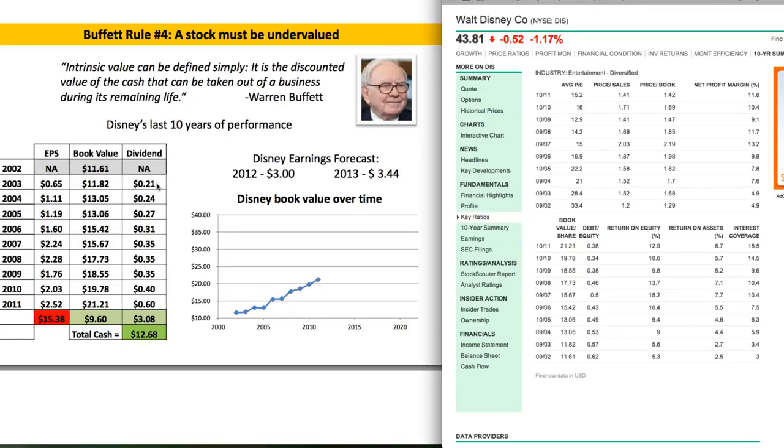Now, as for the dividend payment here, unfortunately, they don't have the 10-year history of the dividend on MSN Money and also a lot of other stock listing websites. So in order to do that, I went to the Disney website and pulled up their dividend history and what they paid, and that's how I pulled up these numbers. And that's very likely for you, whatever company you're researching, you're probably going to have to go to that company's website to pull up their dividend history in order to see those numbers.